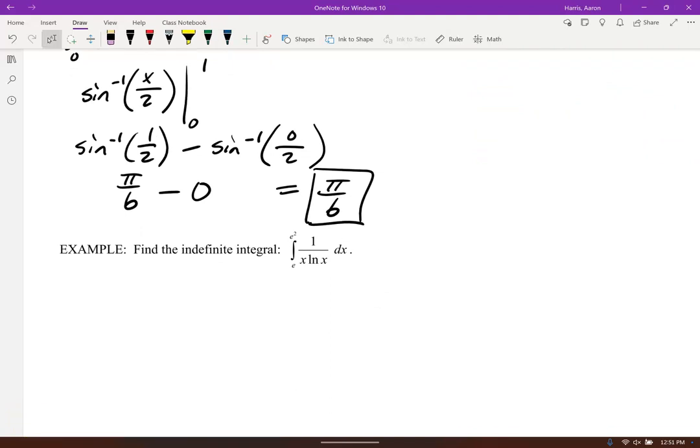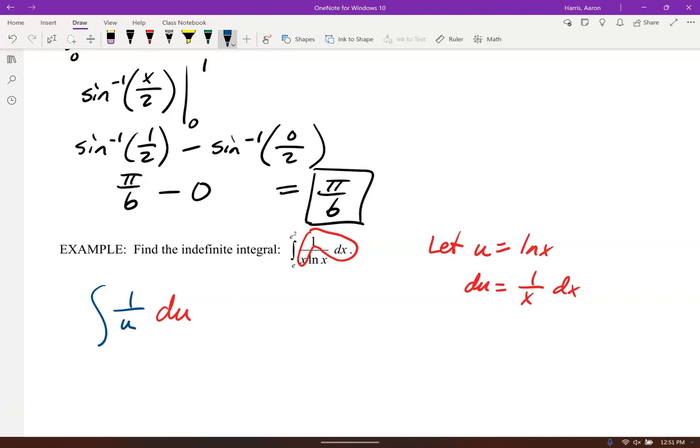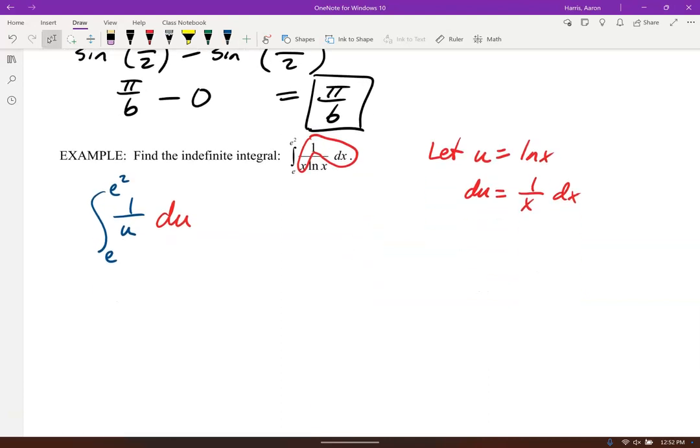Here you've got a natural log, and that's what you want to let be u, and that's because the derivative of the natural log is 1 over x. And you notice I have a 1 over x dx. There it is. So there's my du on this. And u is the natural log, so I have 1 over the natural log. And so now we're running the integral of 1 over u. The integral of 1 over u is the natural log of u. And this is from x being e to x being e squared.